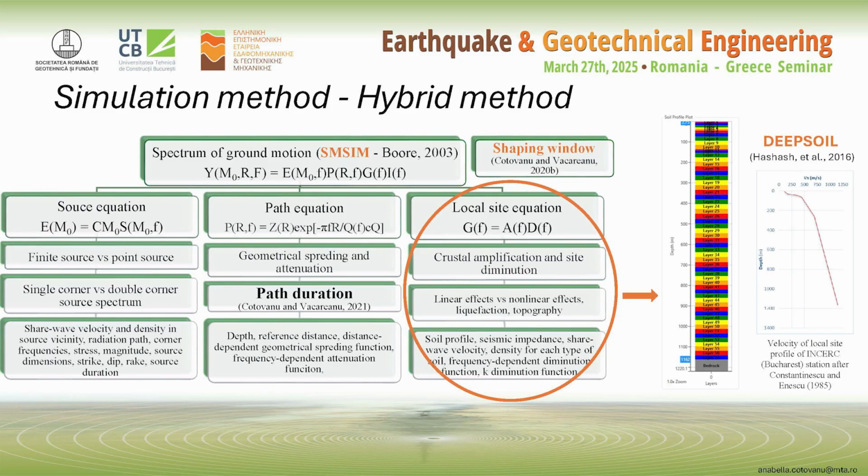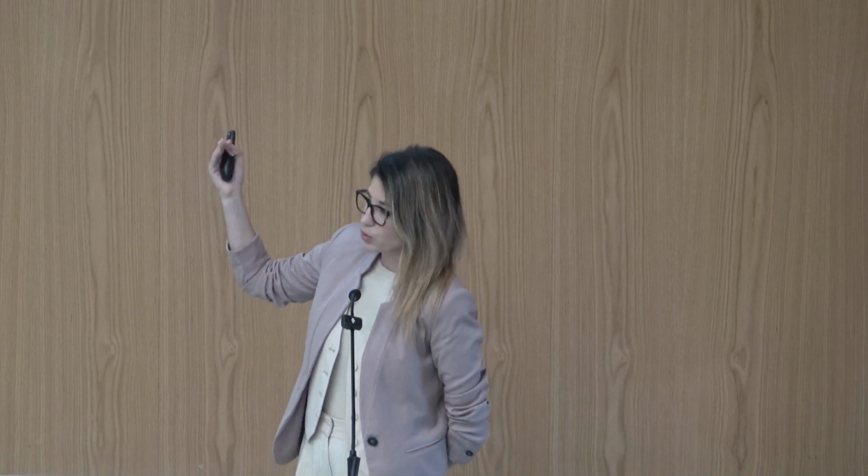The ground motion characteristics in the simulation method are introduced through the spectrum of ground motion in SMSIM and through the shaping window. When we go to the hybrid method, the source and the path characteristics are simulated when simulating the bedrock motion, and the local site conditions are simulated through the numerical method in DEEPSOIL.